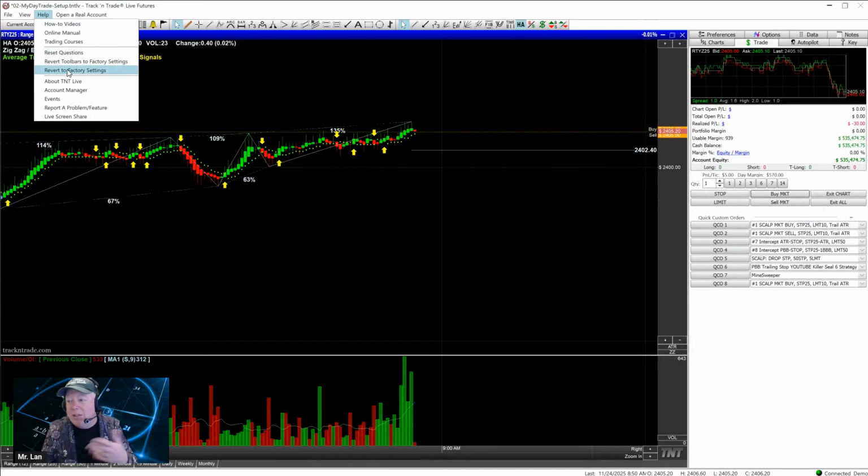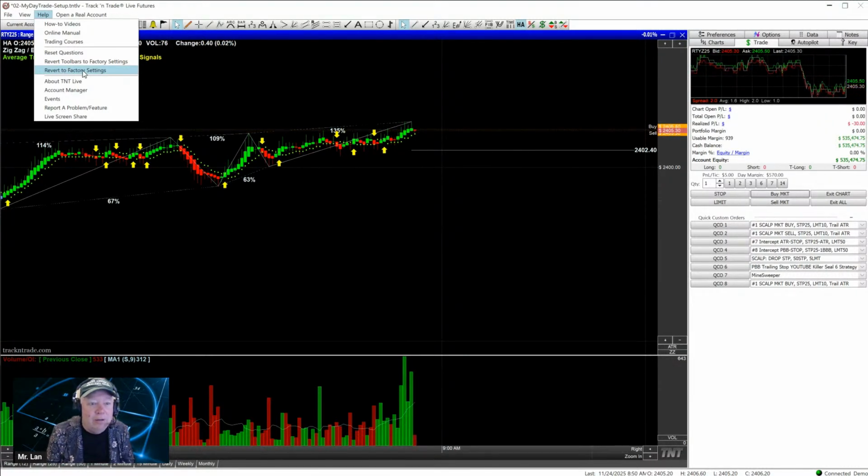You can just come in here and push this button. Oh, I screwed up everything. All the colors are wrong. I was playing with the colors. I screwed up the Fibonacci ruler. I pushed all the buttons. Nobody cares. Just come in here and hit revert to factory settings. It's easy.